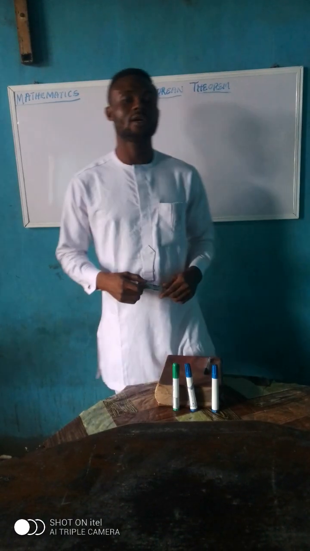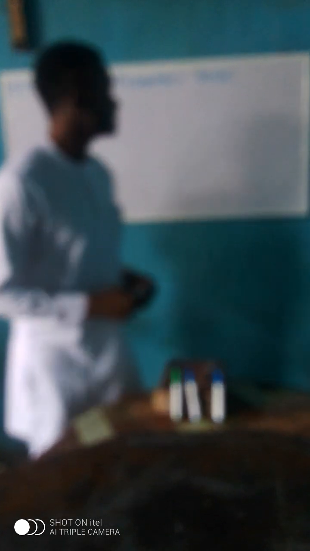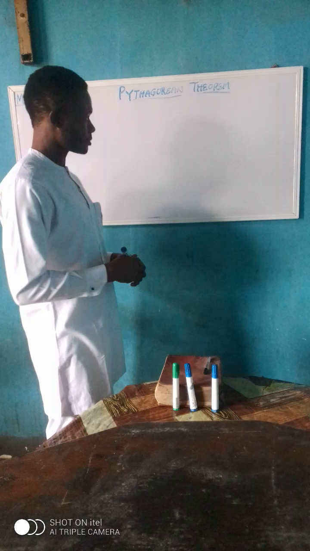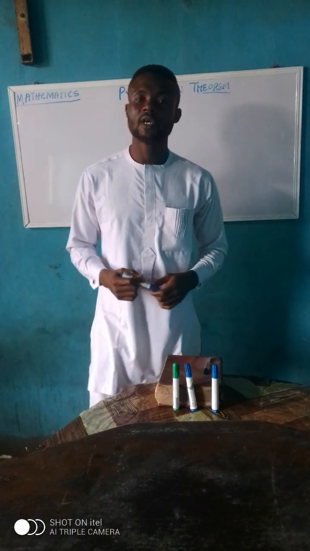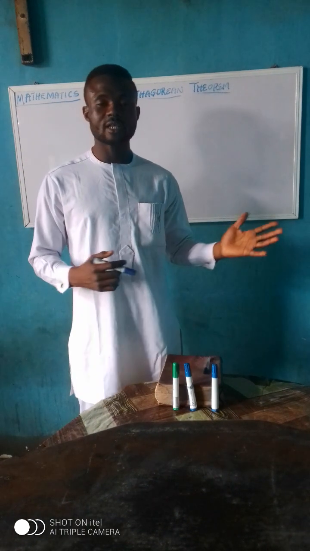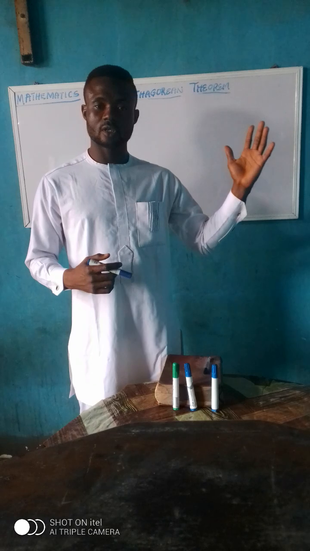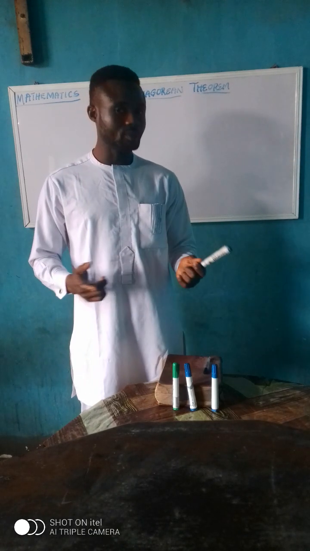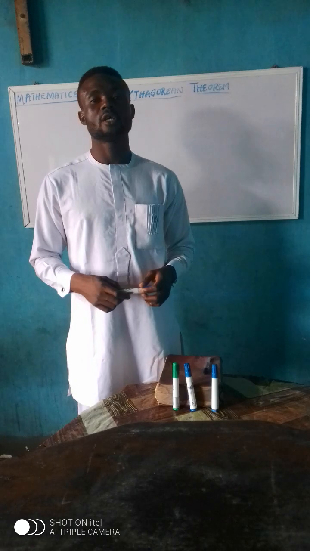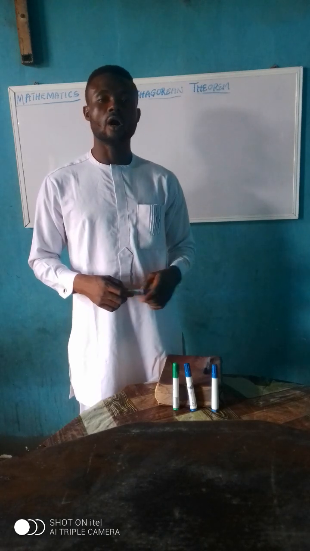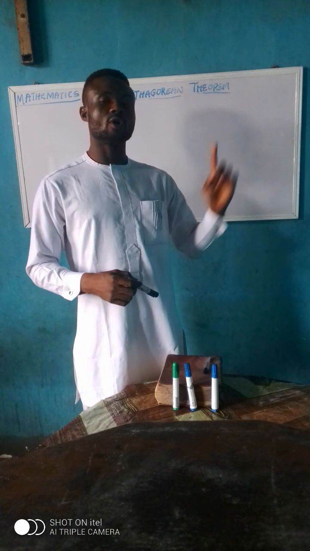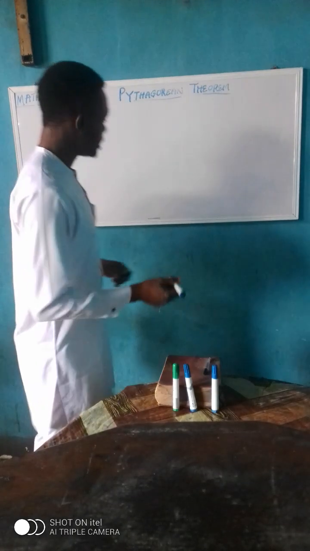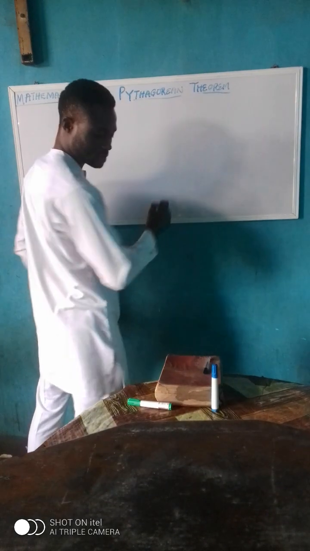Today we'll be looking at a very interesting mathematics topic known as the Pythagorean theorem. The Pythagorean theorem says that the longest side of a right angle triangle, which is called the hypotenuse, is the square of the sum of the other sides of a right angle triangle. So it will look like this.